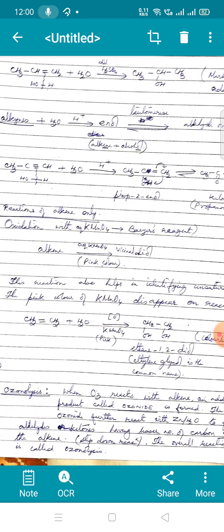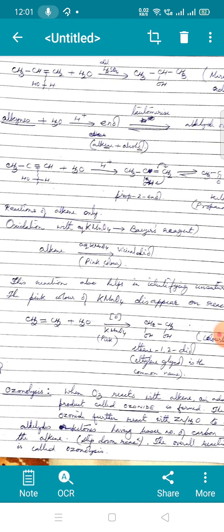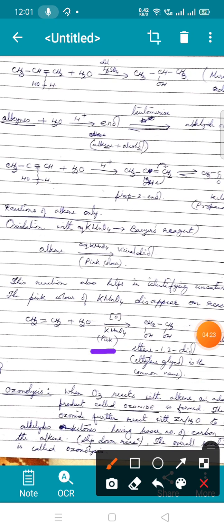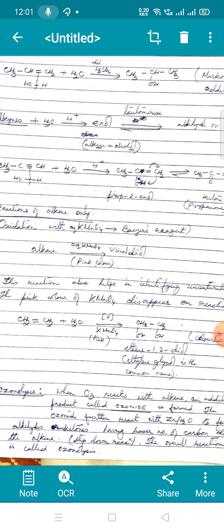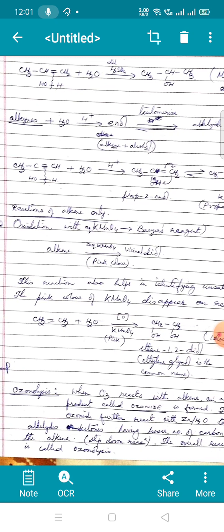So why is this reaction important in the lab? You see, KMnO4 has a pink color, and after the reaction, the product which is formed is colorless. So when the pink color disappears after adding it to a certain compound, it's just like addition of bromine. This also serves as a test for unsaturation. If after adding KMnO4 to a certain compound, the pink color of KMnO4 disappears, then we can say the given compound is unsaturated. The next reaction is a very interesting reaction.